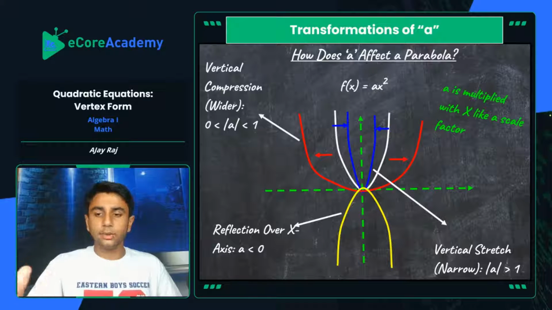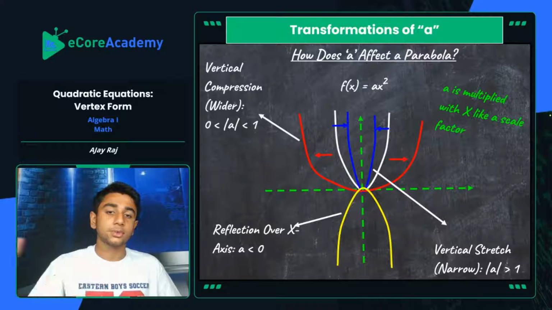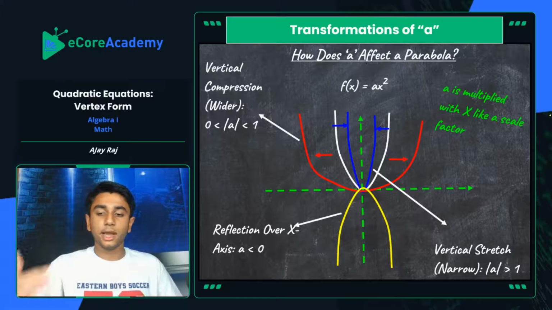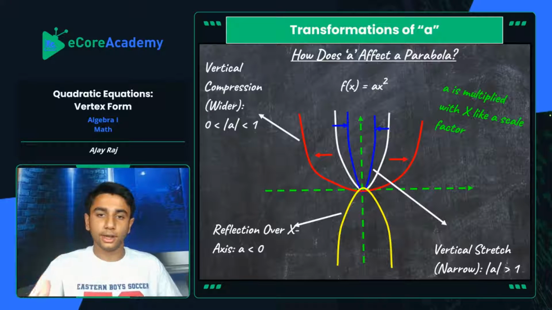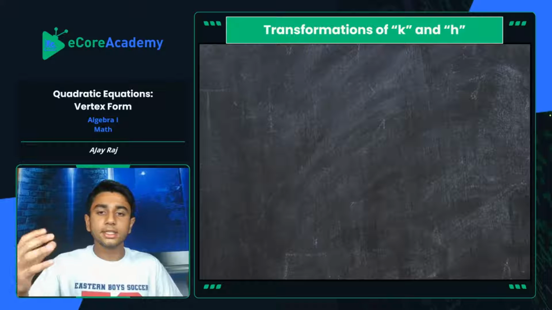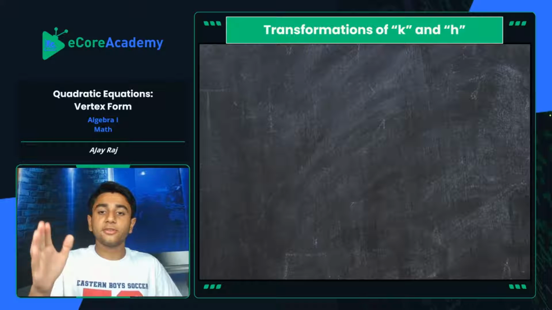And just as a side note, a is going to be multiplied in your vertex form equation with x like a scale factor, and it's going to be multiplied in every equation, just like your standard form equation, ax squared. It's going to be multiplied directly to your x, so it's essentially like a scale factor. It's increasing or decreasing that stretch width. Now that we've gotten the basic essence of a, let's move on to the transformations of k and h, our next two variables.